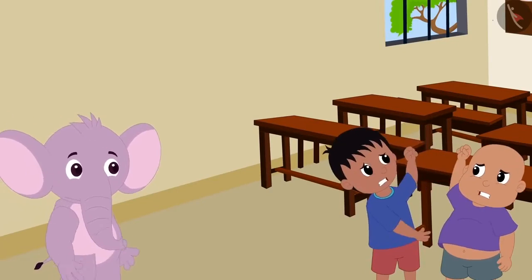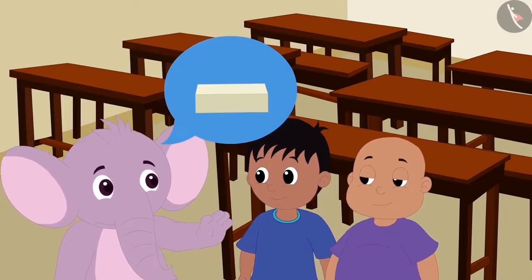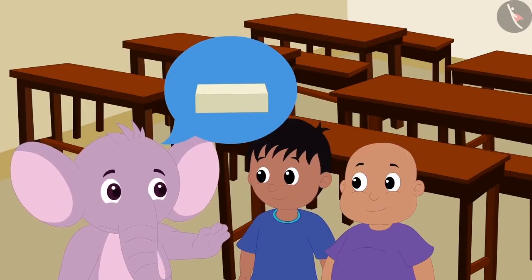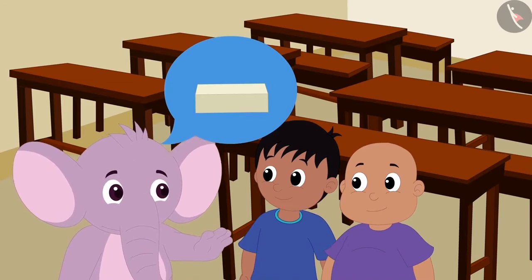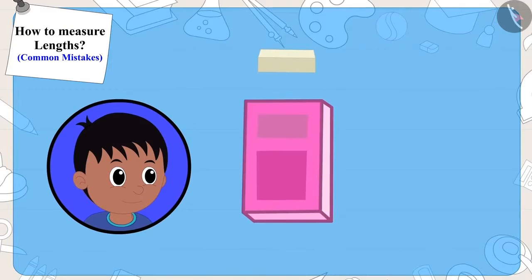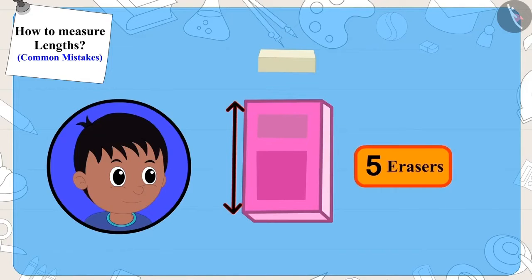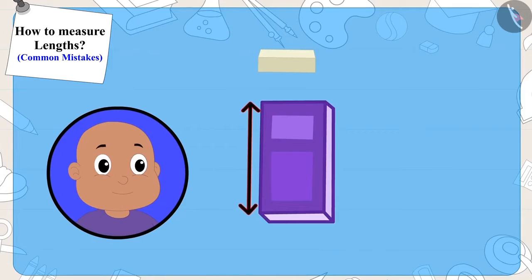Appu saw them fighting and told them that they can use an eraser to measure the length of the notebook. This way, they will know which of the two notebooks is longer. First, Raju measured the notebook with an eraser. The length of Raju's notebook was 5 erasers long. Now, Bablu also used the same eraser to measure the length of his notebook. But Bablu's notebook was only 4 erasers long.